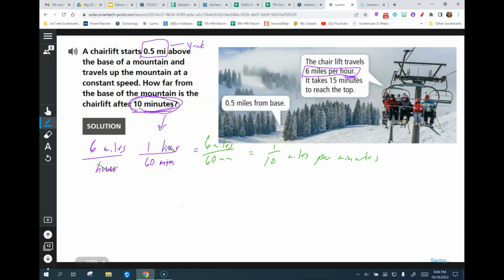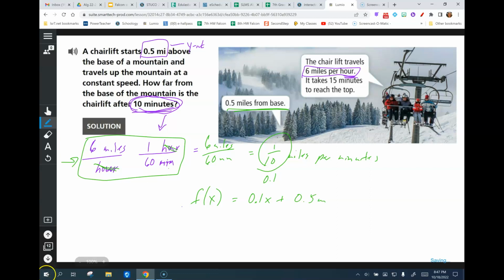Okay, so this is unit analysis, right? What we're doing right here. And we just kind of set it up so we can cancel out whatever we don't want it to be in. We wanted it in miles per minute, so we had to convert that. Okay, so that is going to be our rate of change. And this is what it starts out. So our equation, f of x is equal to 1/10. Remember, that's just 0.1. So 0.1 times x plus 0.05 miles.